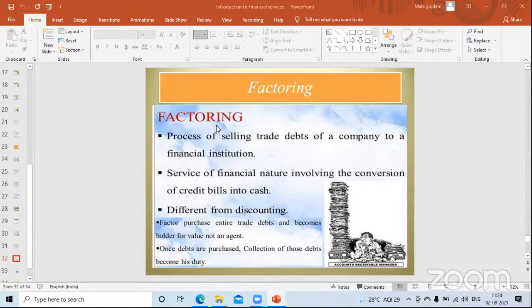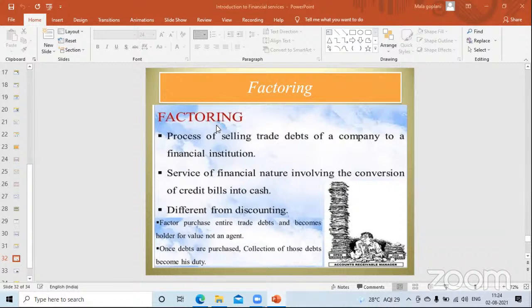So what does the factor do? He purchases all your invoices and deals with the customers. You don't have time to collect money from so many customers. There is not one customer that we have, there are so many, and I have so many other things to look after. So I will sell these invoices to an agent, a financial institution who will perform the work of factoring, and he is known as the factor.